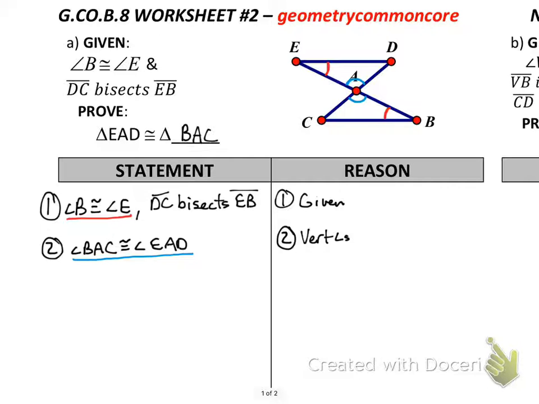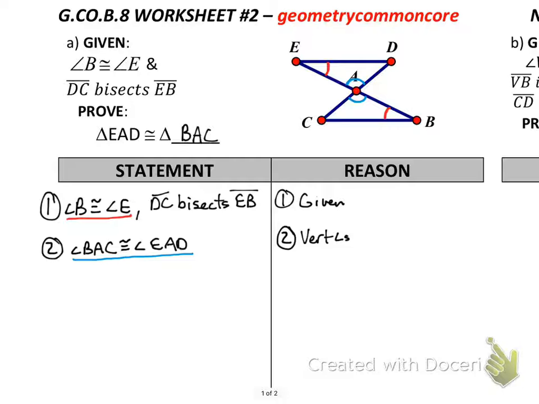Evenly. To split directly in half. Exactly in half. So, if DC bisects EB, which segment was cut? Yeah, we have to do a little bit of English here when we're doing these proofs. You have to think which one's being cut, which one's doing the cutting. What matters to us is which one was cut. And EB was the one that was cut because it was bisected.